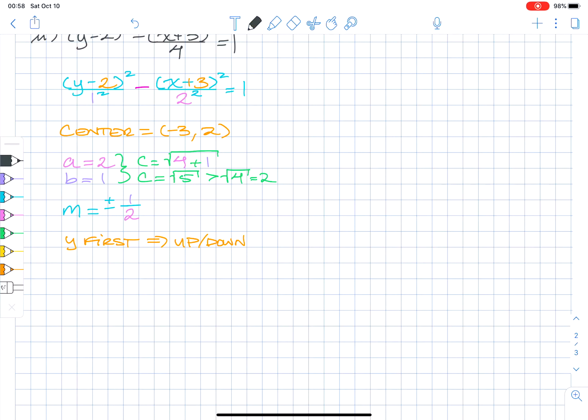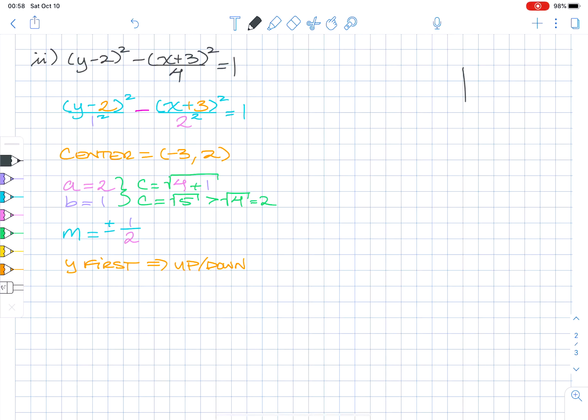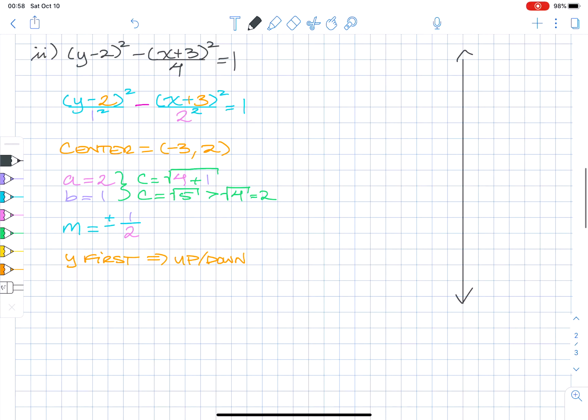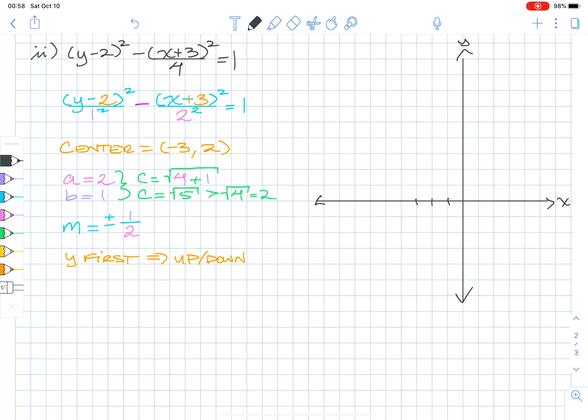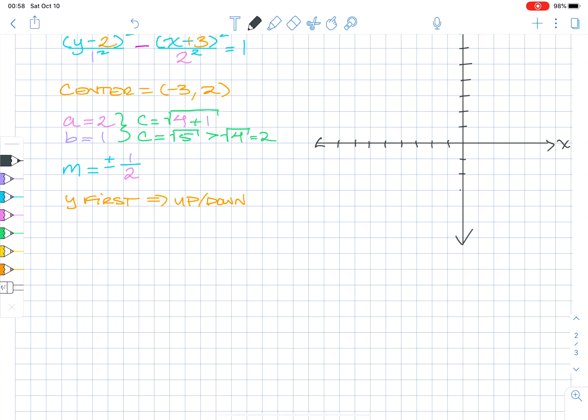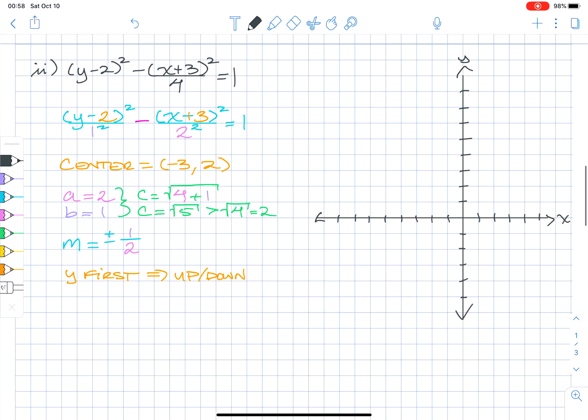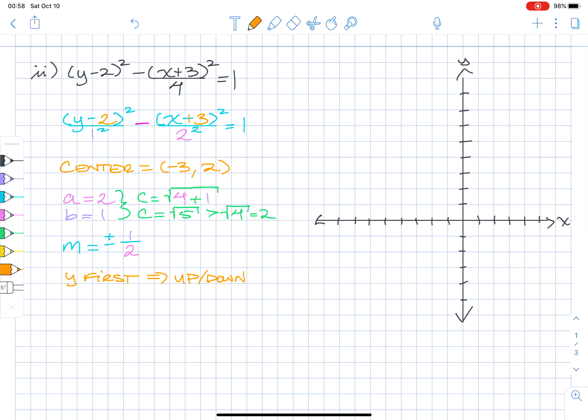X and y coordinate axes. Something like so. Suppose x and y. So we have 1, 2, 3, 4, 5, 6, 7, 8. 1, 2, 3, 4, 5, 6, 7, 8. 1, 2, 3, 4, 5. Okay. So my center will be at negative 3 comma 2.